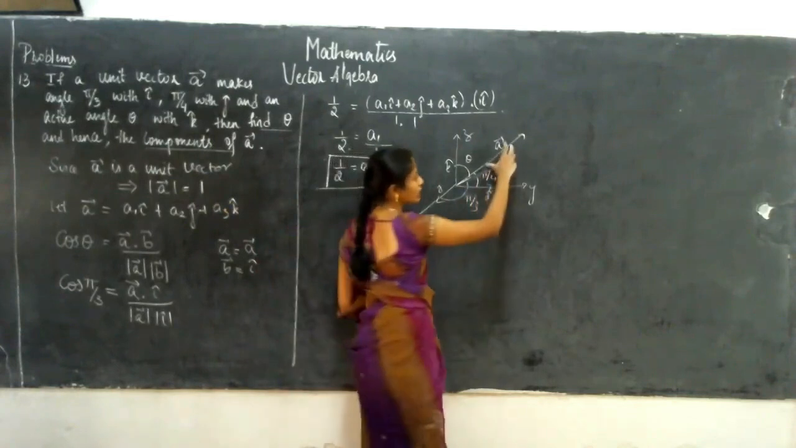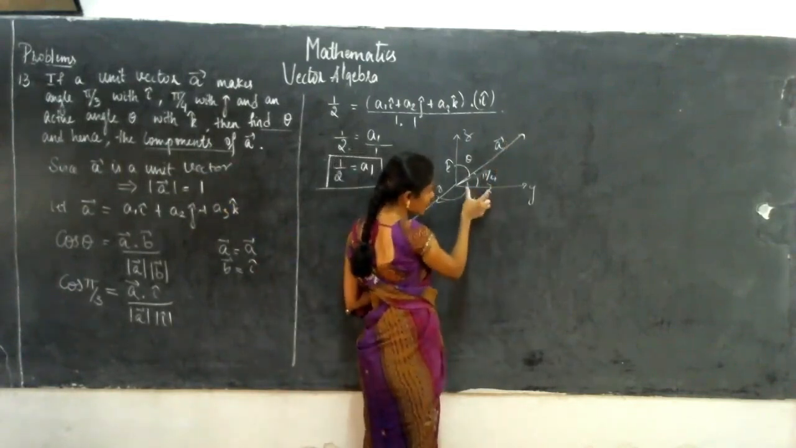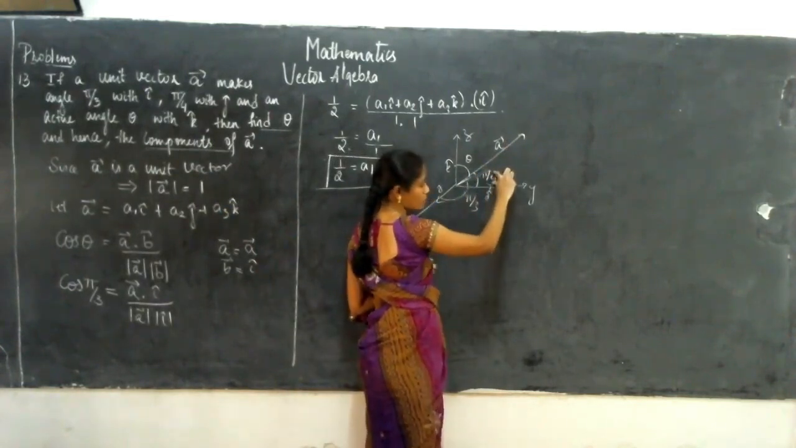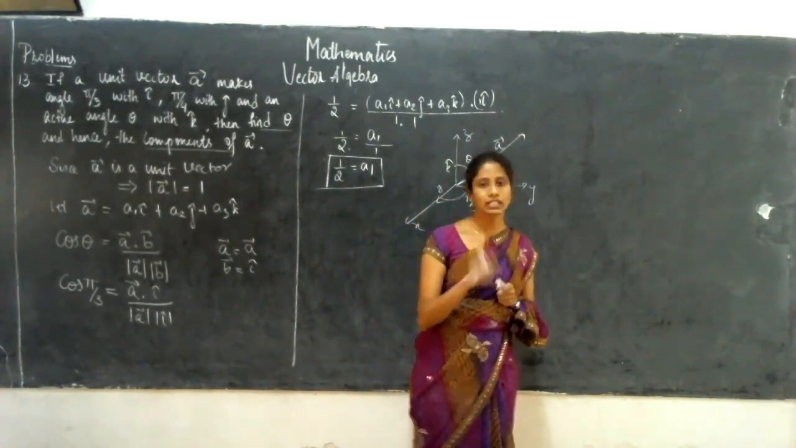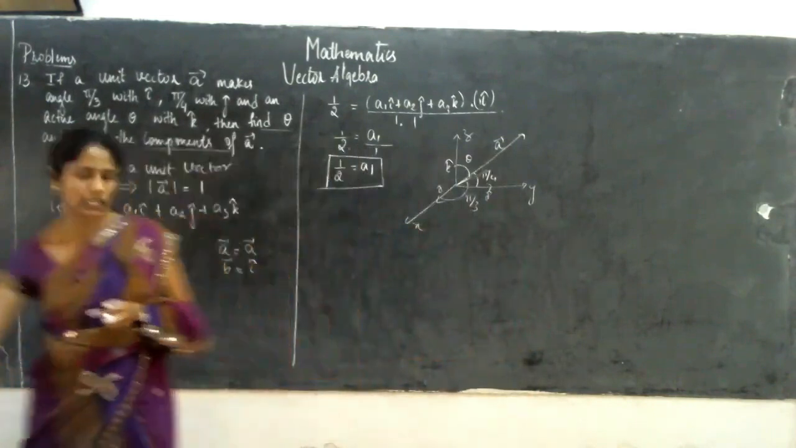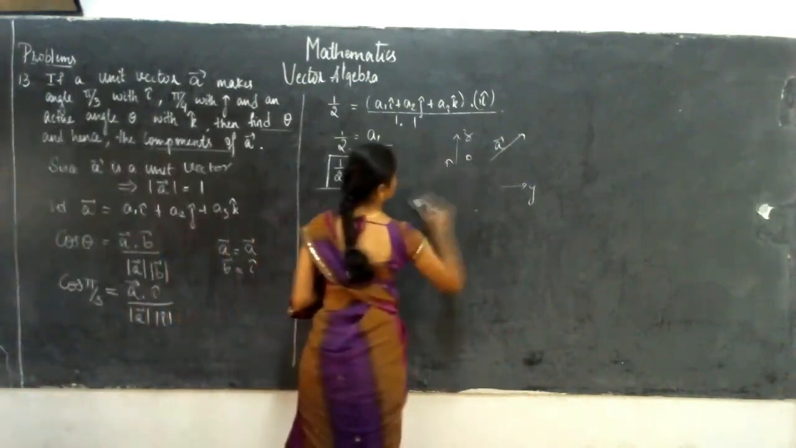Now, what we are doing? Vector A, and we are taking J. The angle between them is pi by 4. Now, what we get? We get the second component of the vector, that is A2. Now, let us find that.